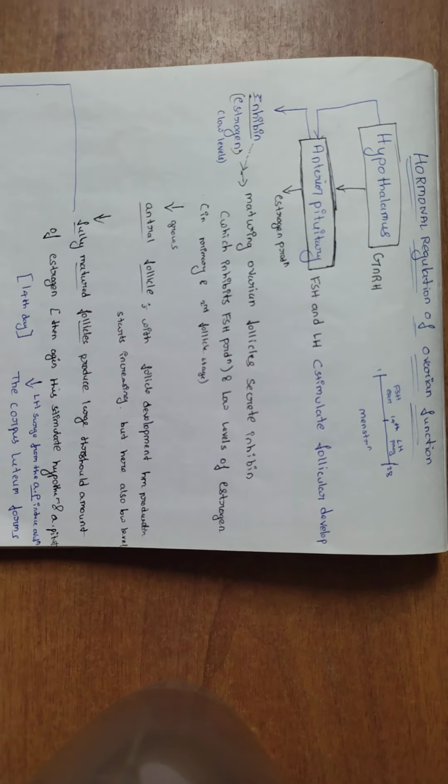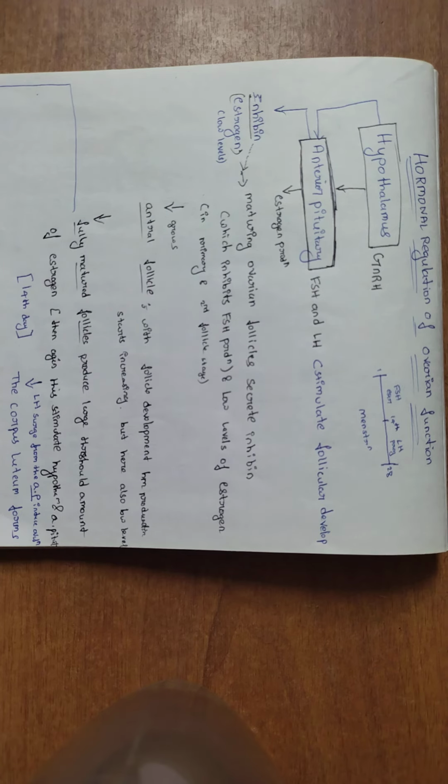Mainly from the hypothalamus. The hypothalamus produces GnRH, gonadotrophin releasing hormone, which stimulates the anterior pituitary to produce FSH and LH. This FSH and LH will go to the follicles of the oocytes, and they stimulate the production of estrogen and progesterone according to the menstrual cycle days.